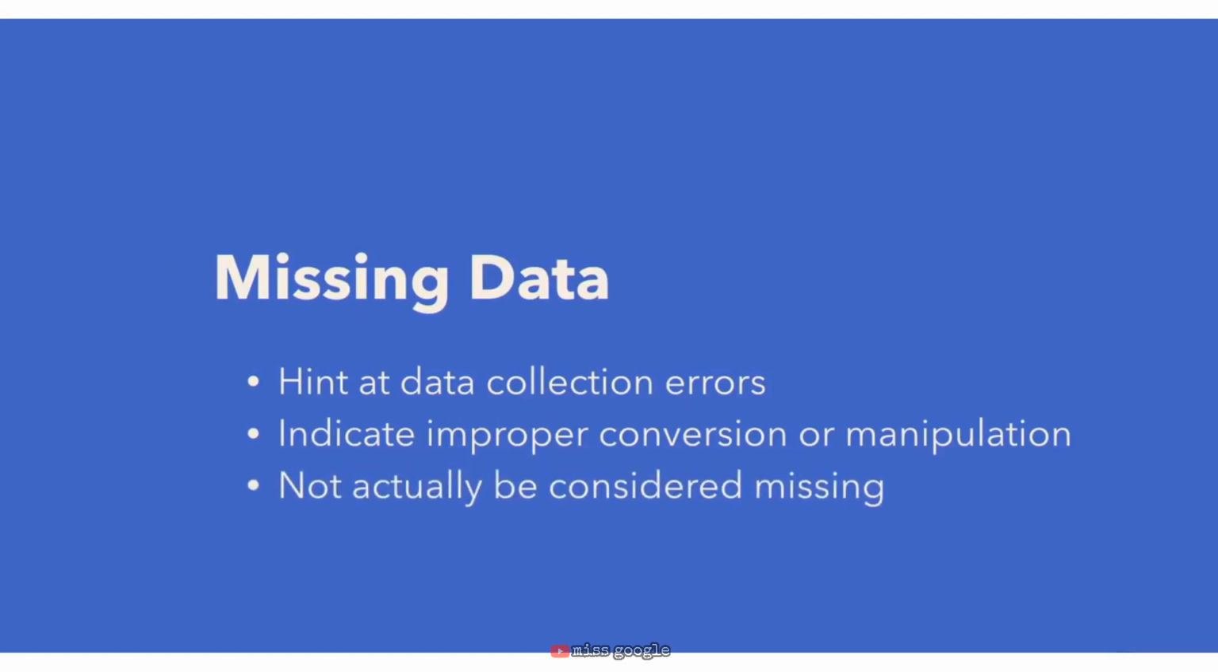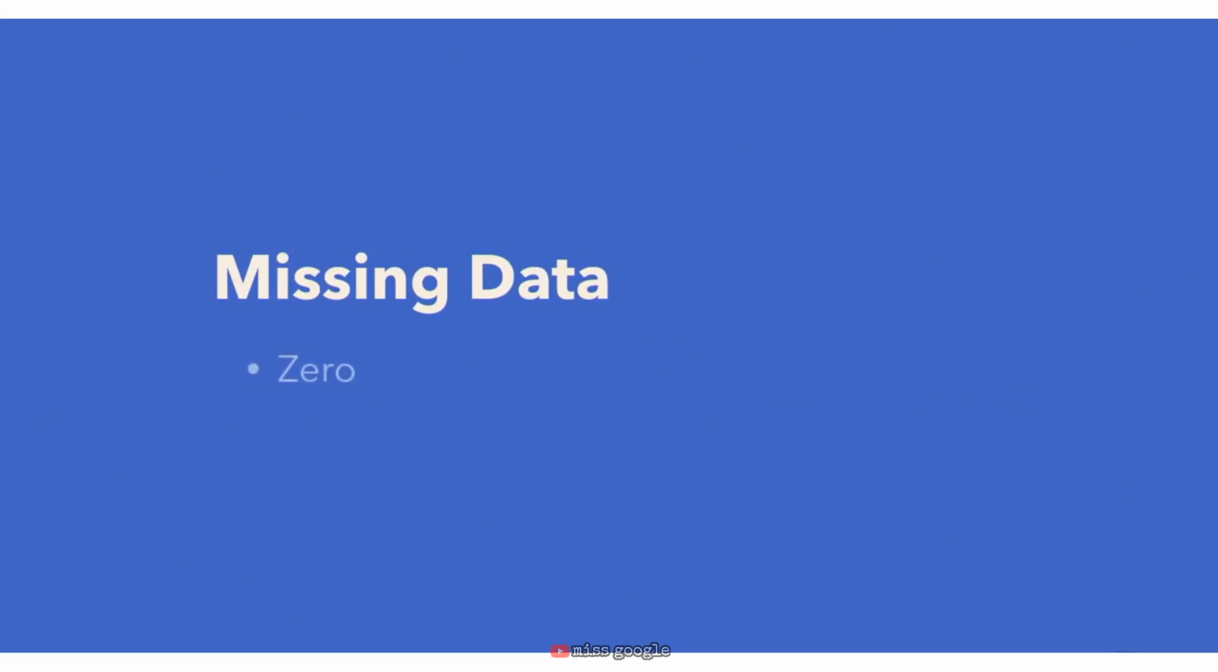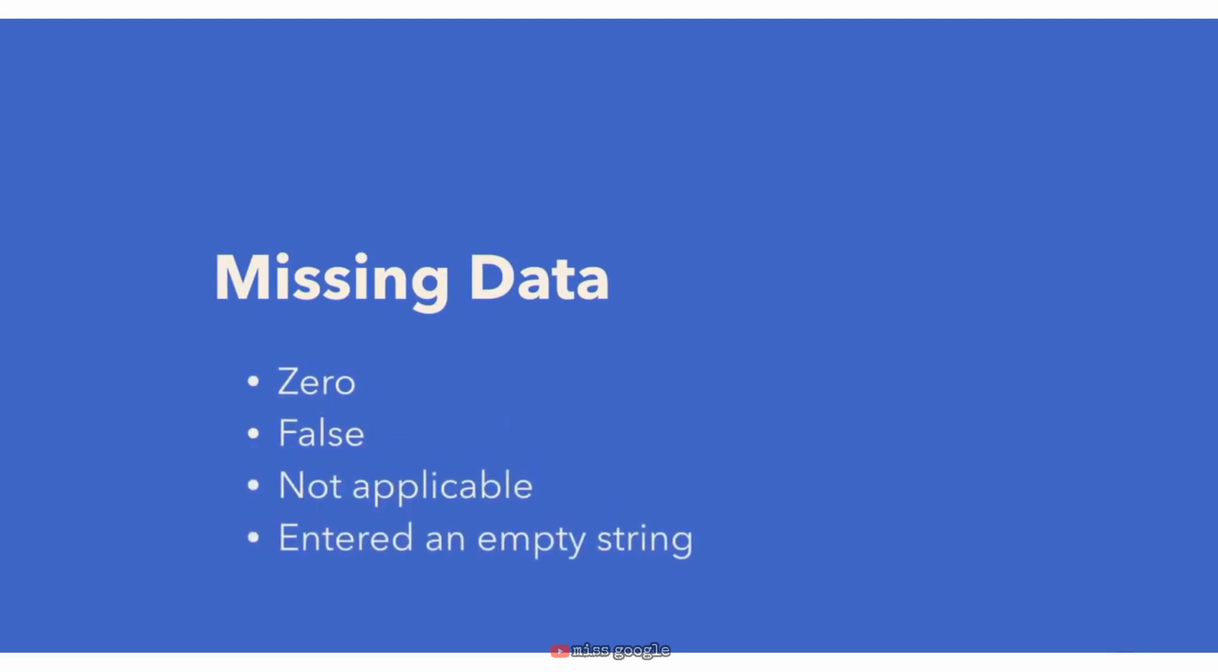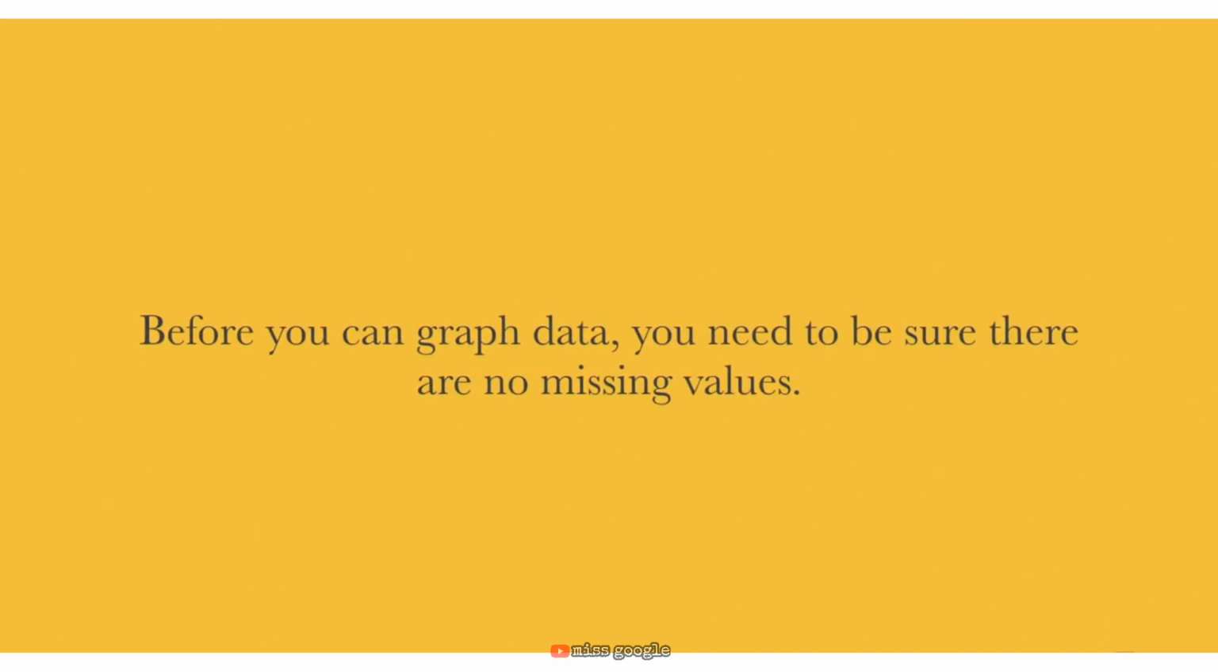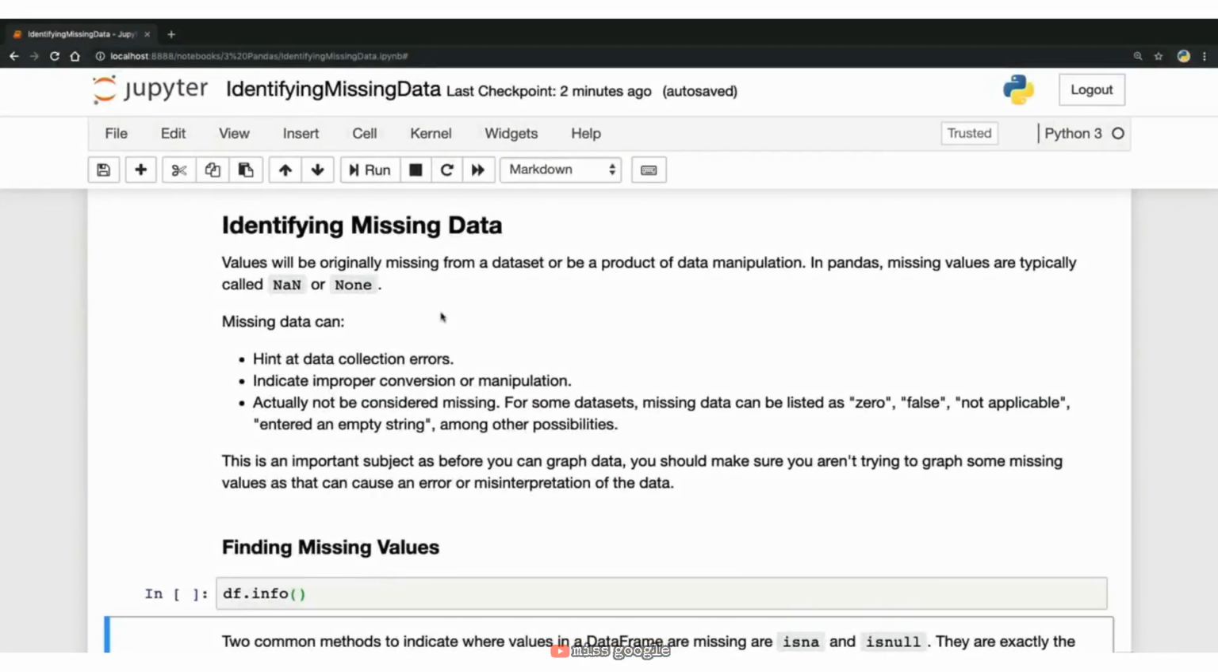For some datasets, missing data can be listed as 0, False, not applicable, or an empty string, among many other possibilities. This is a really important subject, as before you can graph data, you need to make sure you aren't trying to graph some missing values, as that can cause an error or misinterpretation of the data. And in this notebook, we'll see where missing data can cause misinterpretation of our results.